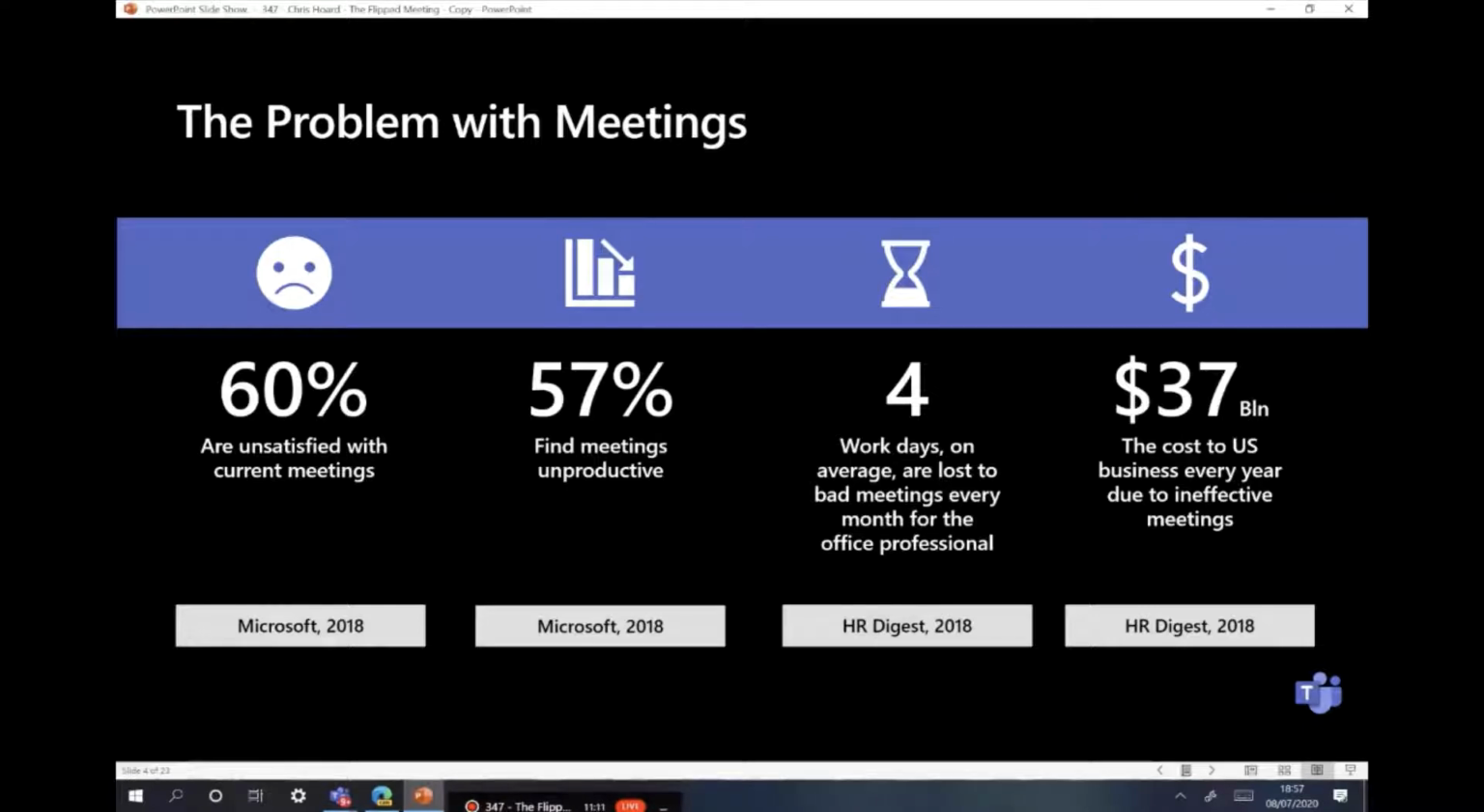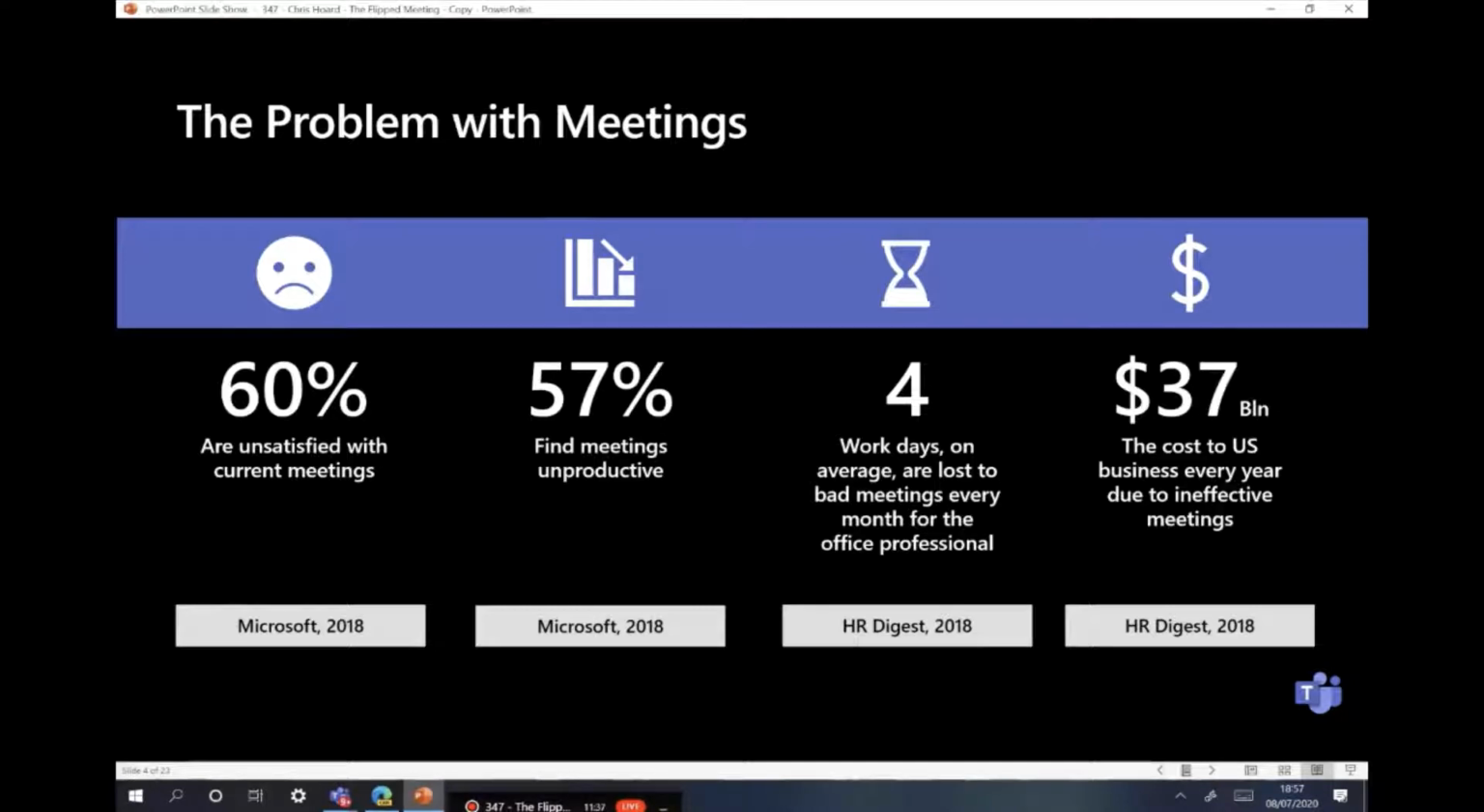Secondly, 57% find their meetings unproductive. This means that they are spending time within those meetings and feel like they're not getting anything from them. This could be because of the way that their meetings are organized, or they feel like they're not getting the chance to contribute, and that there is never really any action or outcomes from those meetings.